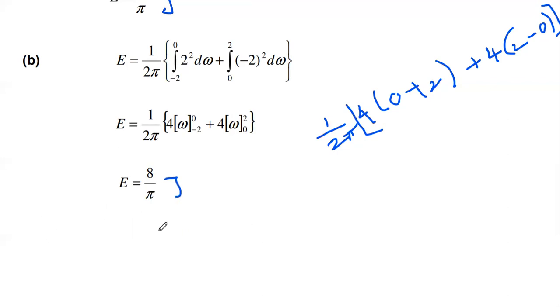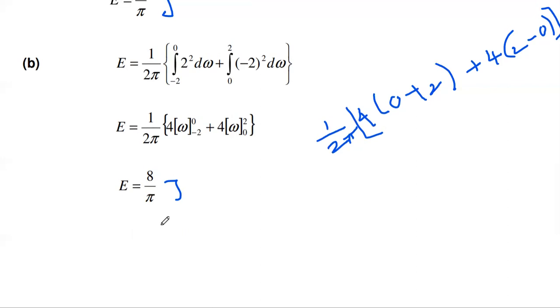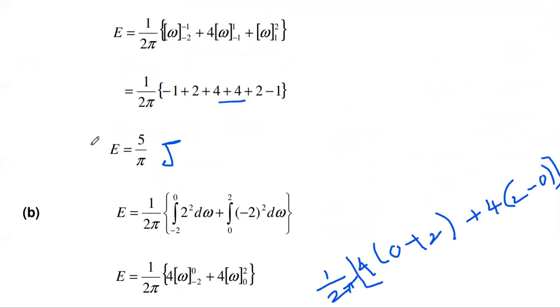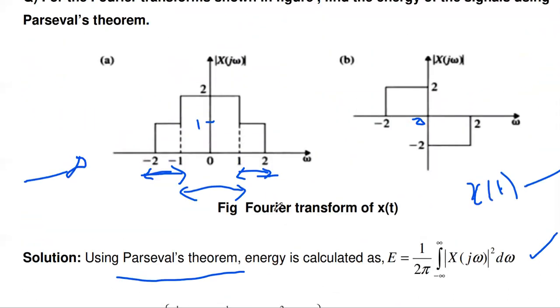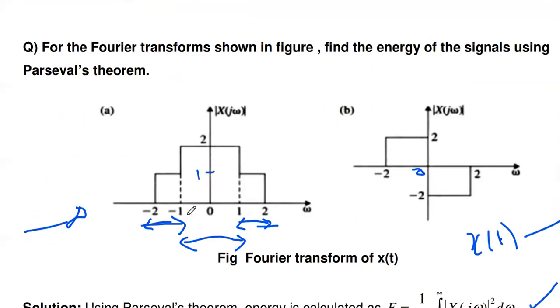So this is the Parseval theorem. This is one of the methods. The Parseval theorem is used to calculate the energy of the given signal x of t in terms of the Fourier transform, instead of the time domain calculation. So this is the thing.